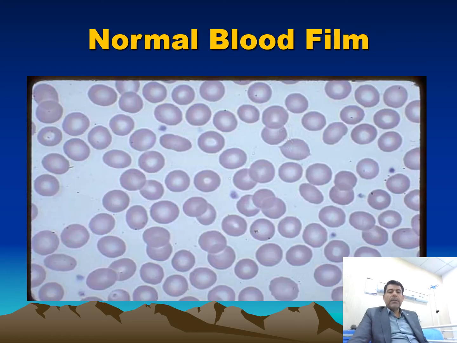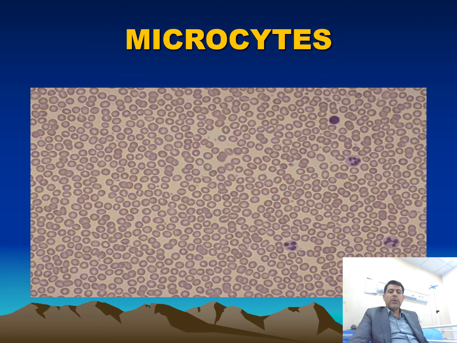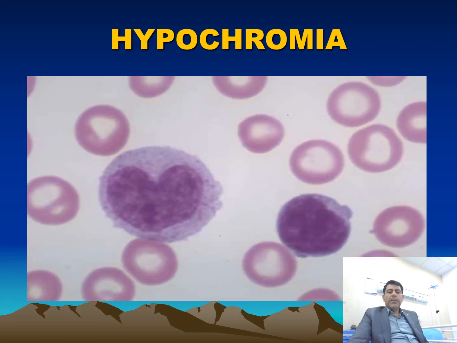Here we can see a normal blood film, and this is microcytic anemia, looking at the small RBCs. And here we can see RBCs that are hypochromic, which means the stain is low.